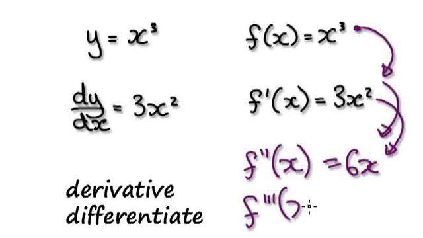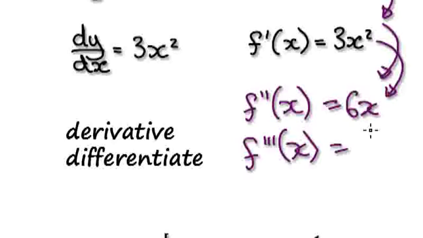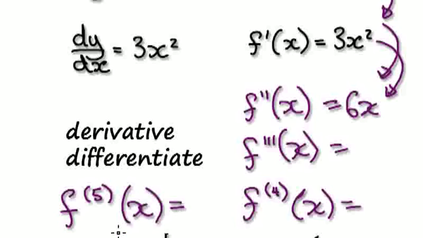And then you could use this if you wanted to, and so on. But don't go beyond 3. If you want to differentiate it 4 times, then start using this, f to the 4 of x equals blah blah blah, and then differentiate it 5 times. Then you would write this.